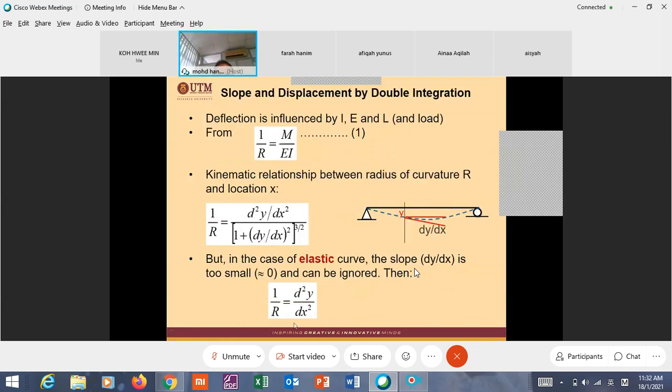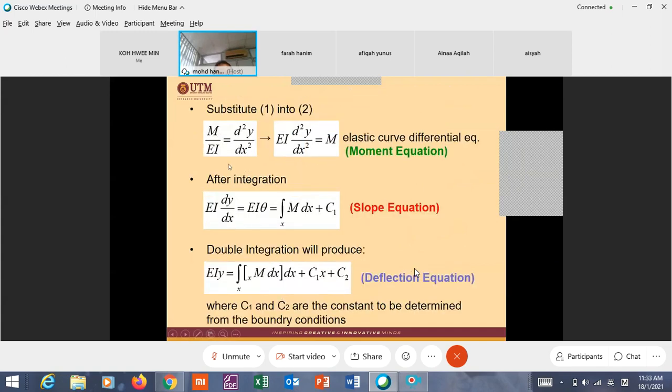Okay, so therefore, since 1 over R is equal to M over EI, M over EI is equal to d squared y over dx squared. Therefore, EI d squared y over dx squared equal to M. This is called the moment equation.